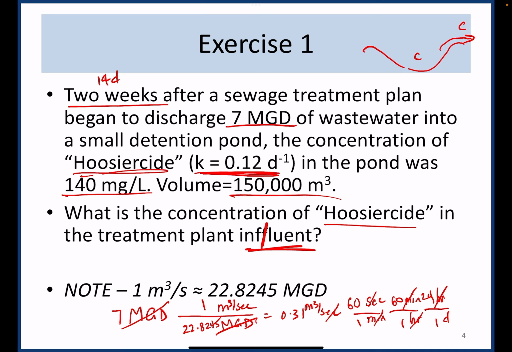So this would be equal to 26,497, and that is meter cubic per day. And that is the flow rate from 7 million gallon per day. I converted to meter cube per day. That's 26,497. Okay. So let's go to the next page and try to solve it.